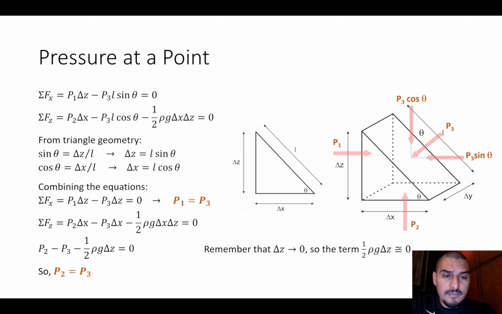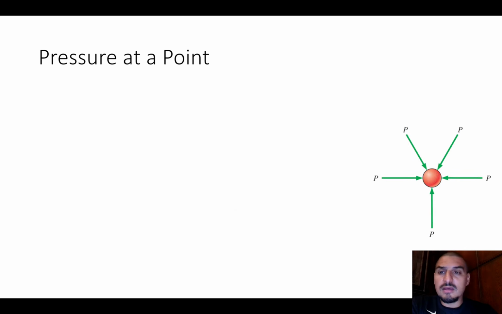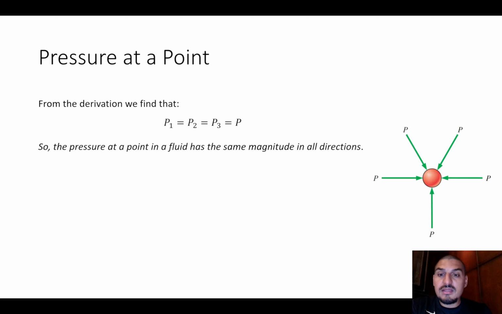Okay, and now we can get something useful out of this. From the derivation, we find that the pressures in all directions are equal, which means that the pressure at a point in a fluid has the same magnitude in all directions. This is a very, very important thing. So any point under a fluid is exposed to pressure in all directions with the same magnitude, which is a very, very important thing.